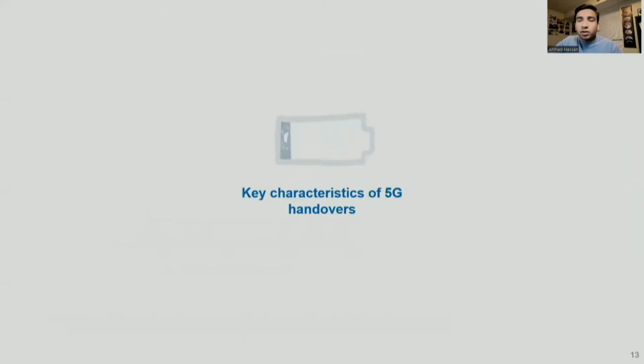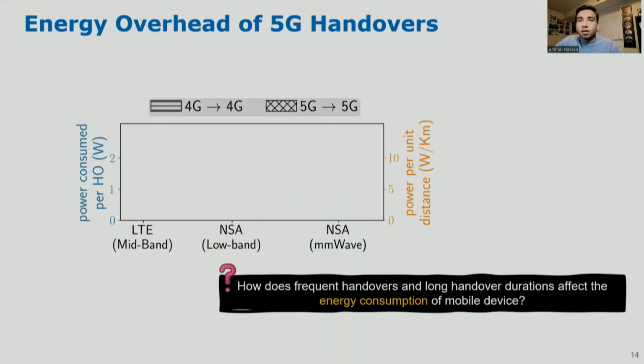Then we dive deep into the characteristics of handovers using the dataset that we have collected through our drive tests. Through our analysis, we confirm that 5G handovers are indeed more frequent and have long durations. So the question is, can 5G handovers incur high energy overhead on mobile devices due to their frequency and long durations? To answer that, we log the energy profile of mobile devices during handovers.